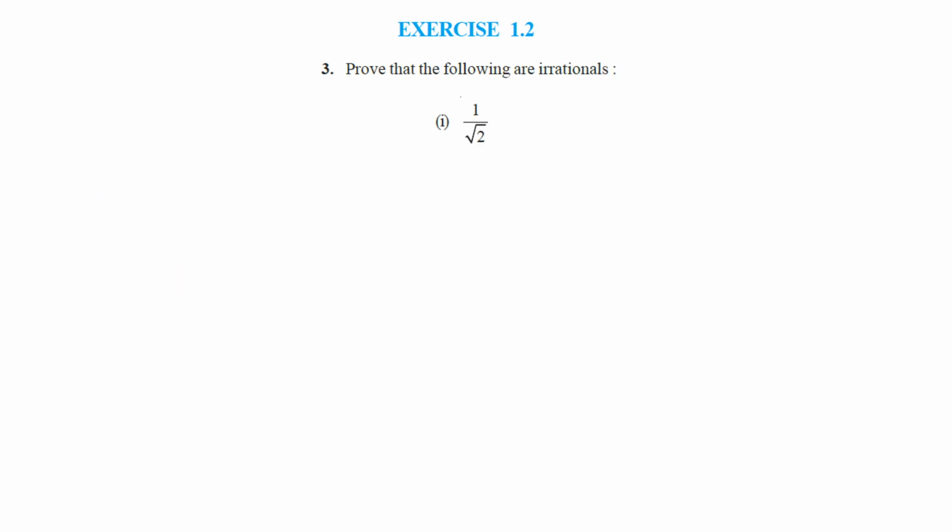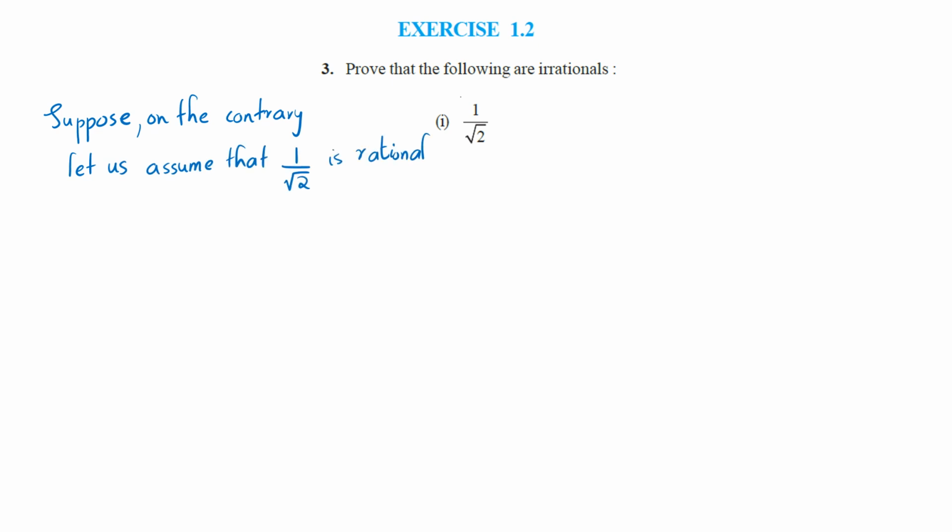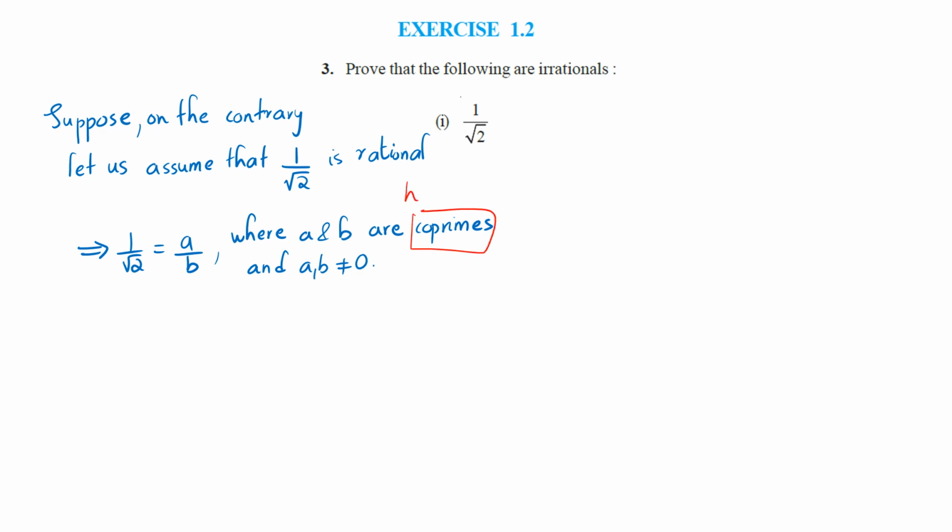Let's take a look at another question. Prove that 1 upon root 2 is an irrational number. So how do we start? We're going to assume on the contrary that 1 by root 2 is rational. If it is rational, we can write it as a by b, where a and b are coprimes. Coprimes, once again, let me remind you, is another way of saying that HCF of a comma b is equal to 1, or GCD of a comma b is equal to 1. Different ways of saying the same thing.